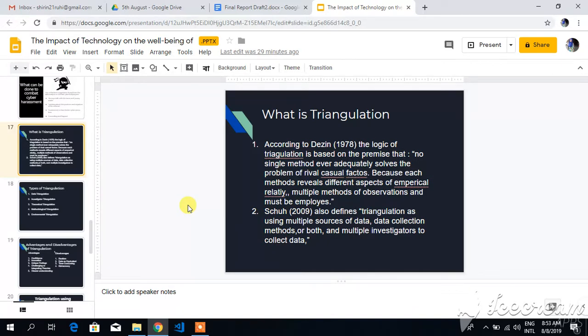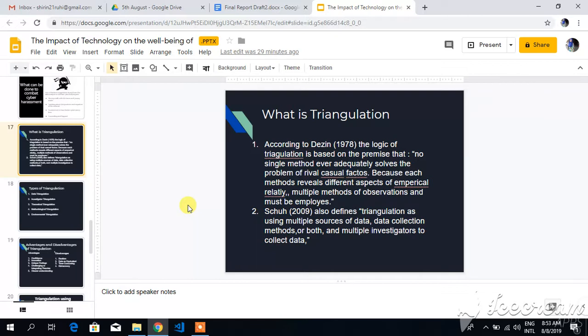According to Denzin 1978, the logic of triangulation is based on the premise that no single method ever adequately solves the problem of rival causal factors. Because each method reveals different aspects of empirical reality, multiple methods of observation must be employed.